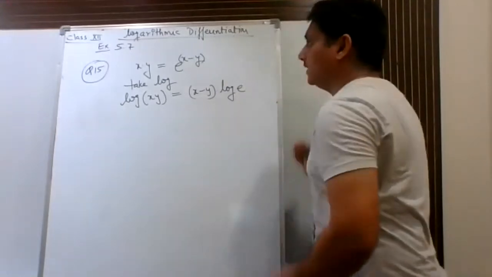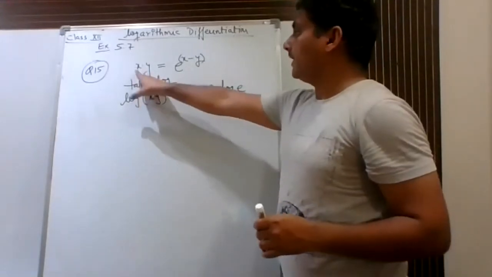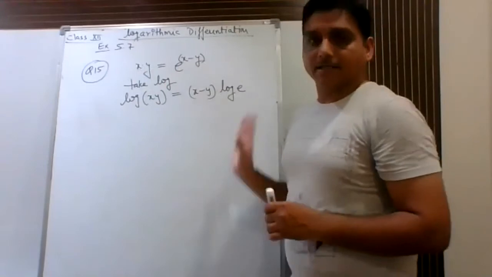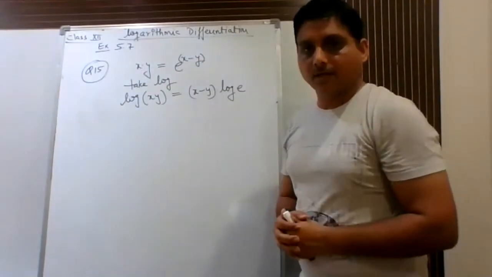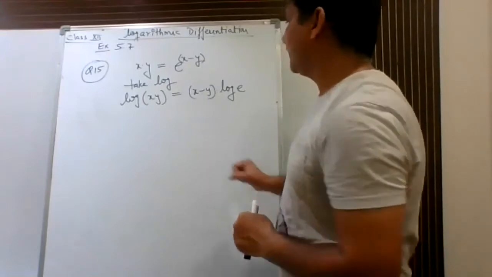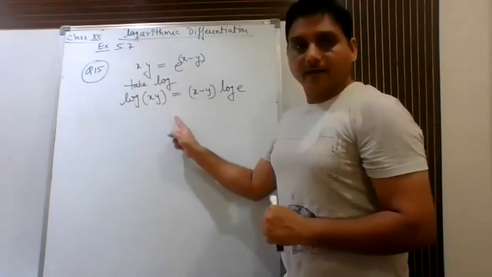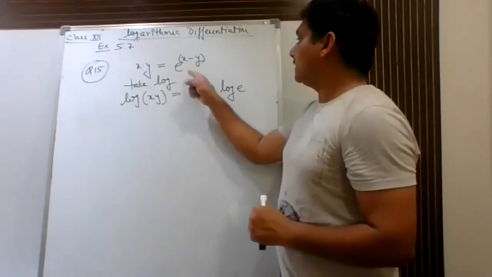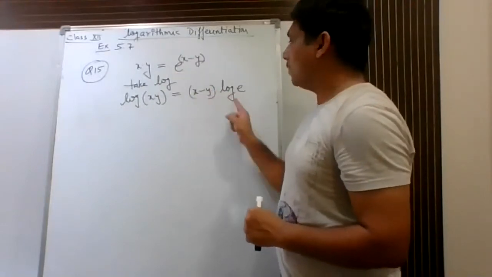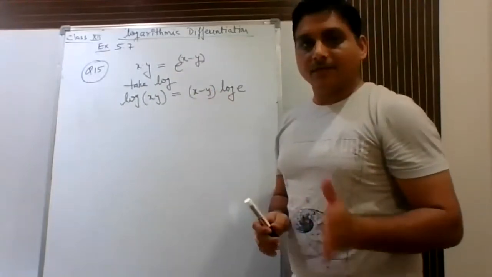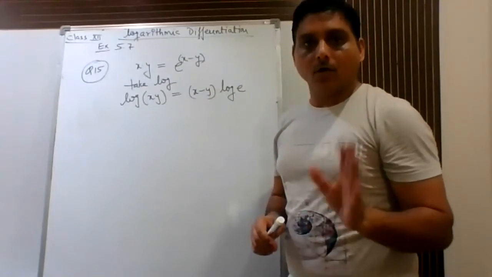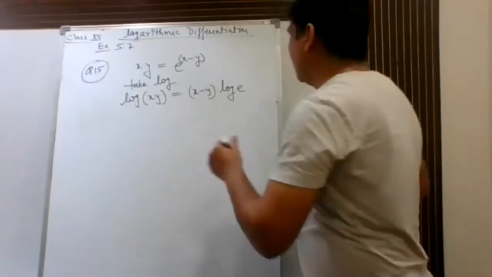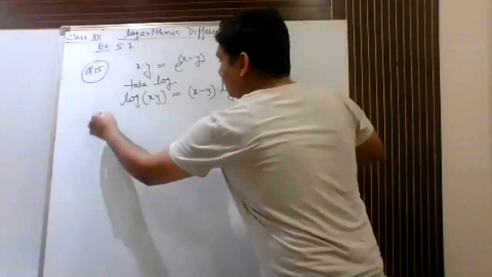So let me explain you once again. Question number 15, x into y is equal to e to the power x minus y. Now your first step is we had just taken log on both the sides. So when you take log on both the sides, this will become log xy. Log xy is equal to x minus y log e. Now in the previous class, I had told you the value of log e is simply 1. So log e is equal to 1. So you will just put that value.